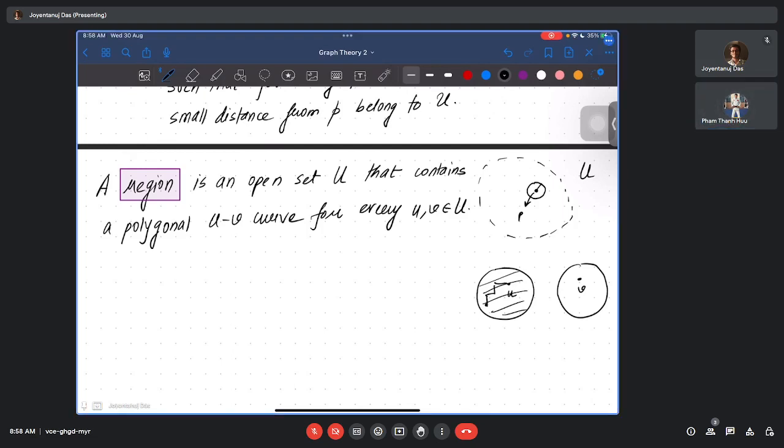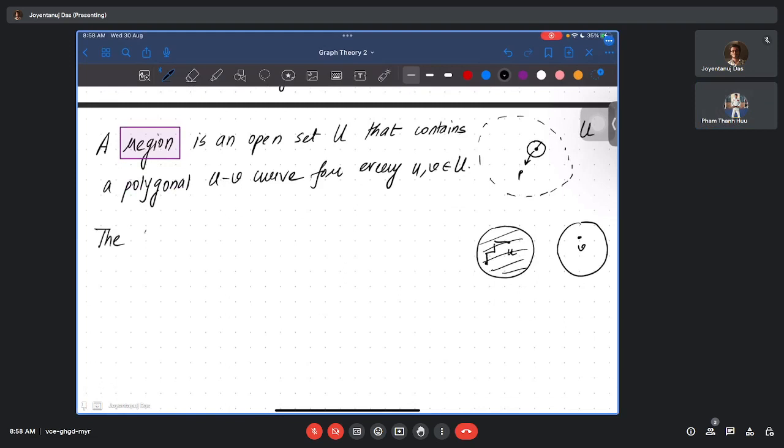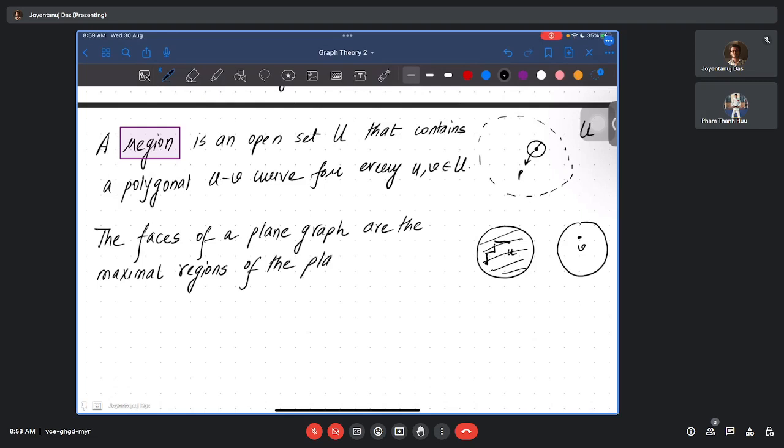And the faces of a plane graph are the maximal regions of the plane that contain no point used in the embedding. So that is a face of a plane graph.